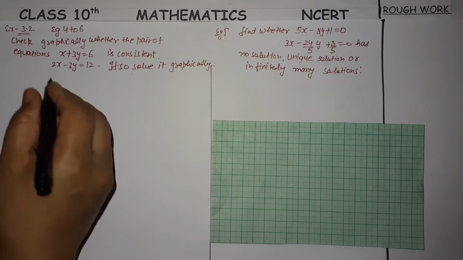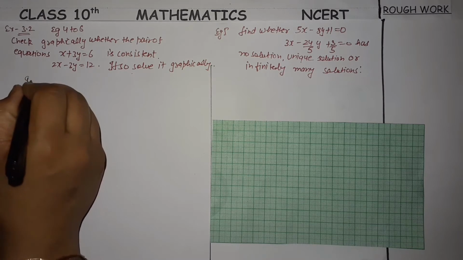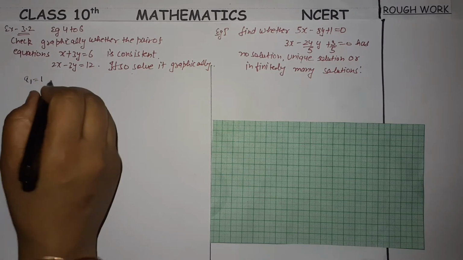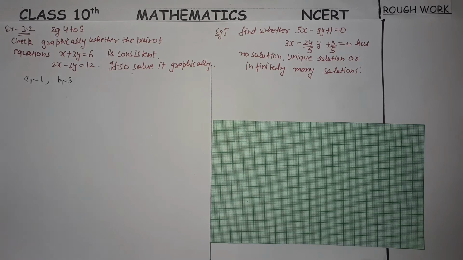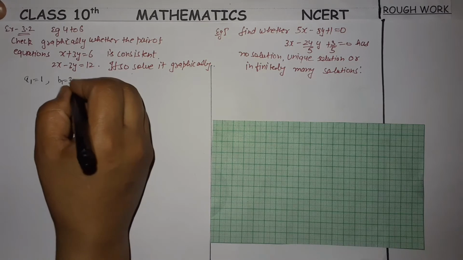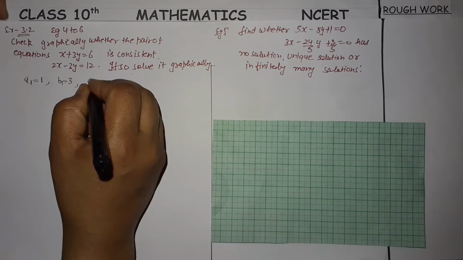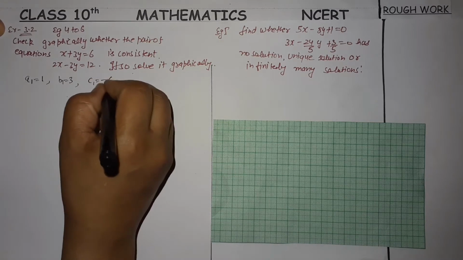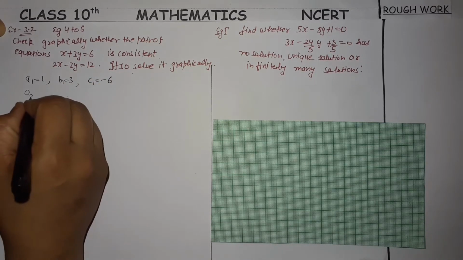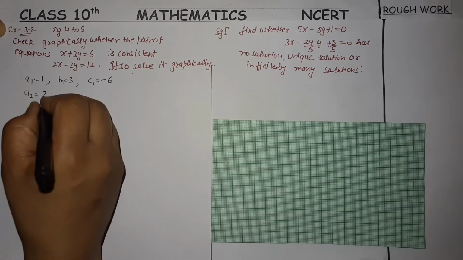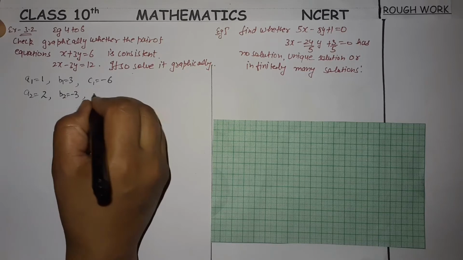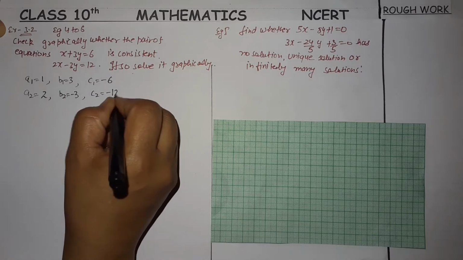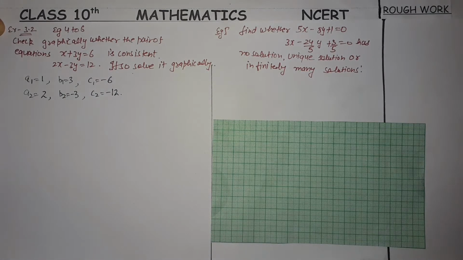First, we will compare. A1 is 1, the coefficient of x. B1 is 3. C1 is minus 6. A2 is 2. B2 is minus 3. C2 is minus 12.